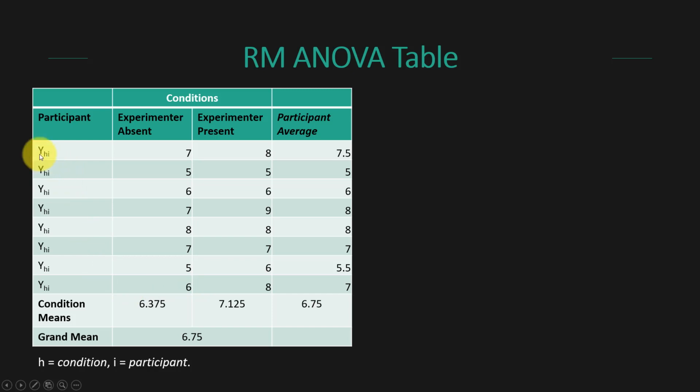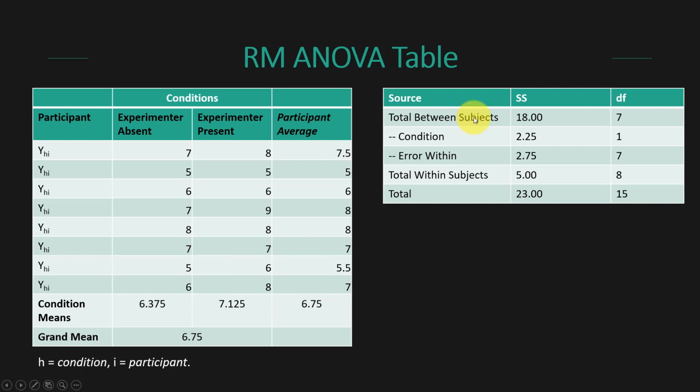So I'm going to use y sub hi, where h equals the condition and i equals the participant. Otherwise, I'll be showing you how we can use the information presented here in order to ultimately fill in the analysis of variance table that we would get if we did a repeated measures ANOVA in a stats program like Jamovi or R or SPSS. So this is the completed analysis of variance table, but on the next slides, we're going to step through each of these calculations and how we get them based on the data that we have available.